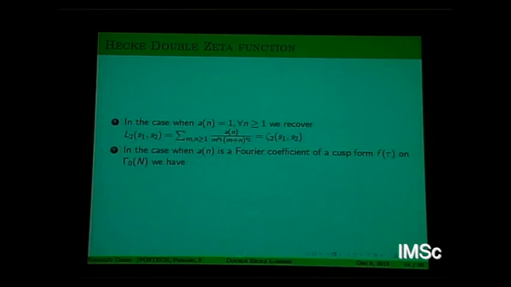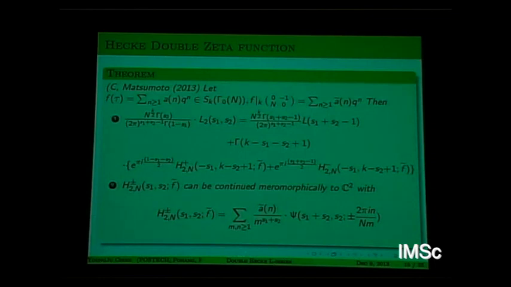But if we assume A_n is coming from the Fourier coefficient of some cusp form on Gamma_0(N), then we can derive another functional equation by using the transformation formula for the function. We get, still it's not symmetric, but we have this kind of functional equation.